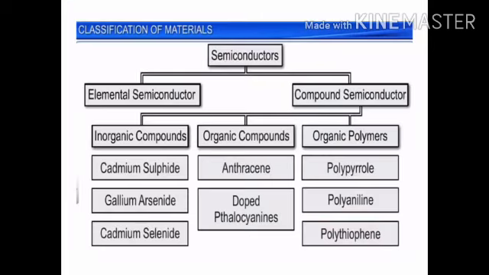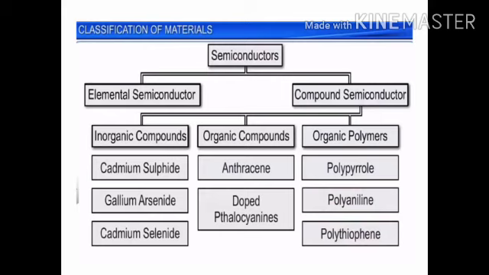Now we are going to study these semiconductors in detail. Semiconductors are classified into elemental semiconductors and compound semiconductors. The name elemental itself indicates that they are made up of elements. So what are those elements? They are silicon and germanium. The semiconductors made up of silicon and germanium are called elemental semiconductors. Then what is a compound semiconductor? The name itself indicates that they are not elements but compounds.